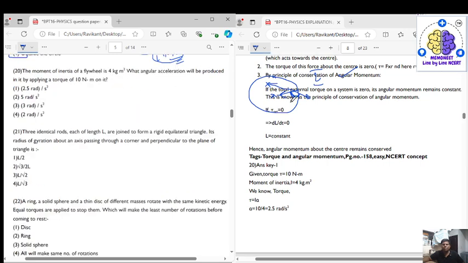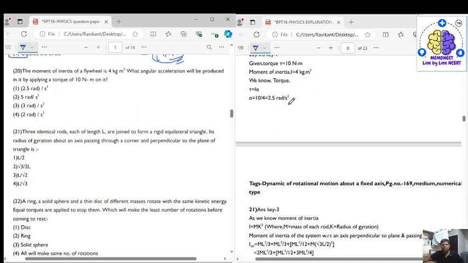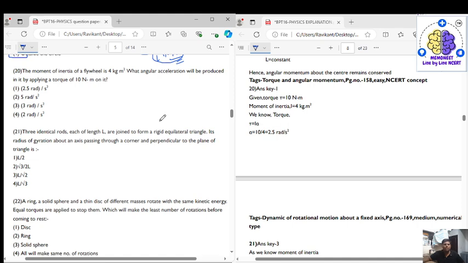Right? Now coming to question number 20. It says that the moment of inertia of a flywheel I is given to us as 4 kg meter square, right? The angular acceleration will be produced in it by applying a torque tau equal to 10 Newton meter.